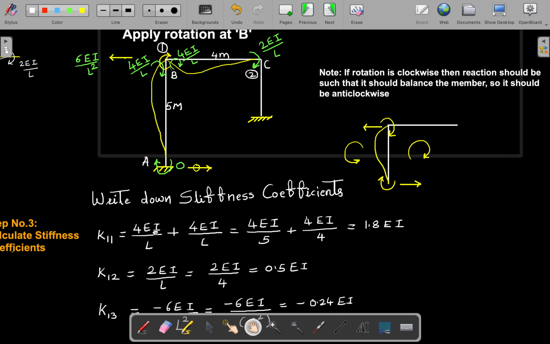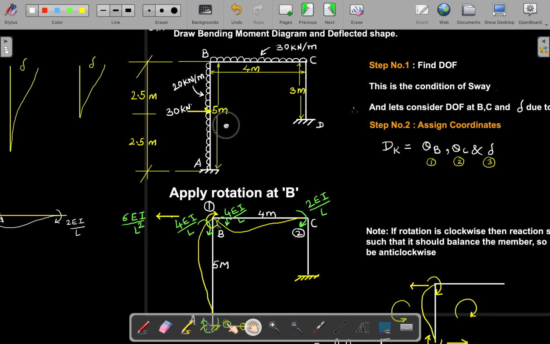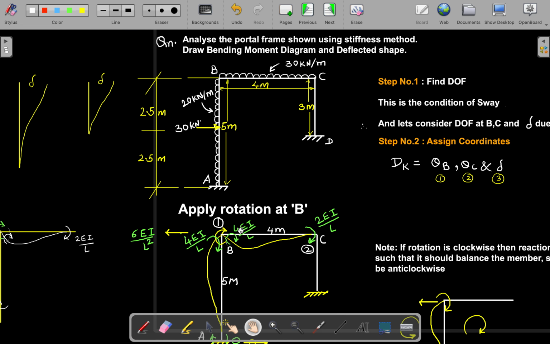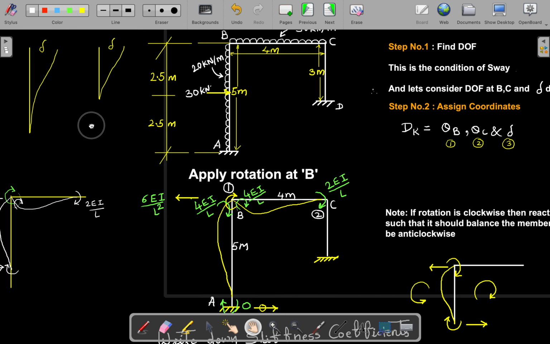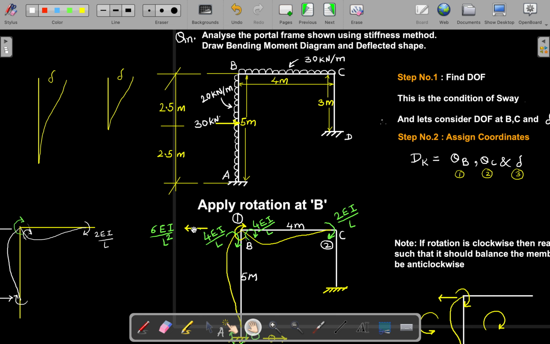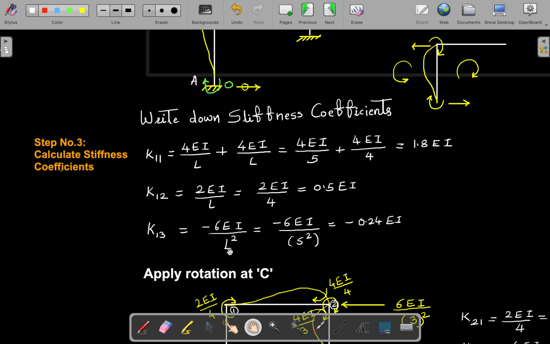Now the third case. Because of unit force at 1, what is happening at the third direction? I have just drawn here the third direction. This is our third direction. So there is a tendency that it is swaying like this in this direction, and the reaction we have written is 6EI by L square. If you see, this is in the negative direction, the left side. So left side direction we consider as negative. So minus 6EI by L square.